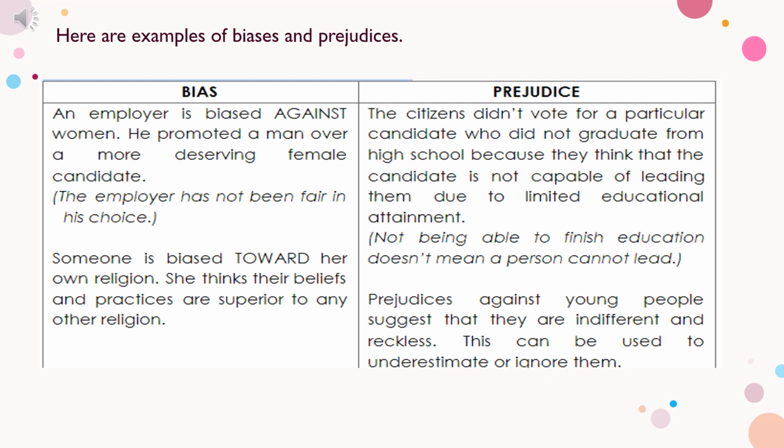And you have there the word what? An employer is biased against women. So you have there the phrase bias against women. Okay, so let's have under prejudice. The citizens didn't vote for a particular candidate who did not graduate from high school because they think that candidate is not capable of leading them due to limited educational attainment.